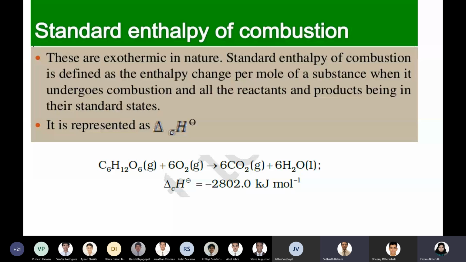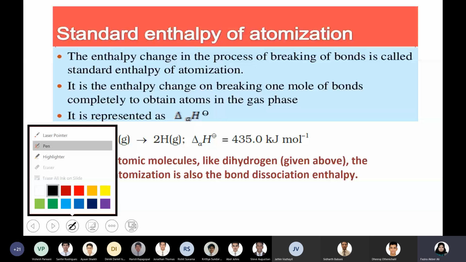Okay, very good. So we were discussing standard enthalpy of combustion in the last class. Now let's move to standard enthalpy of atomization. The next important type of enthalpy is standard enthalpy of atomization. As the word indicates, it is converting a compound into atoms, that is, converting into the atoms.